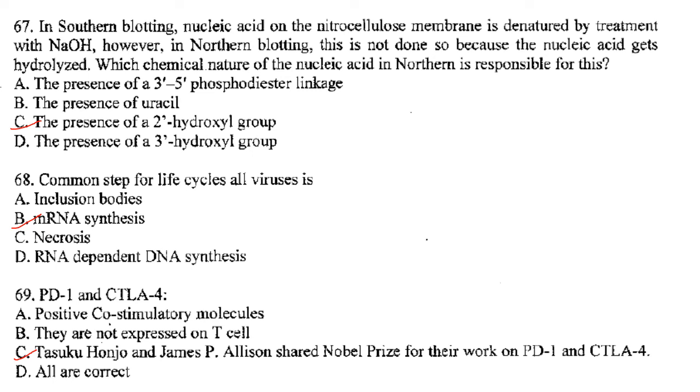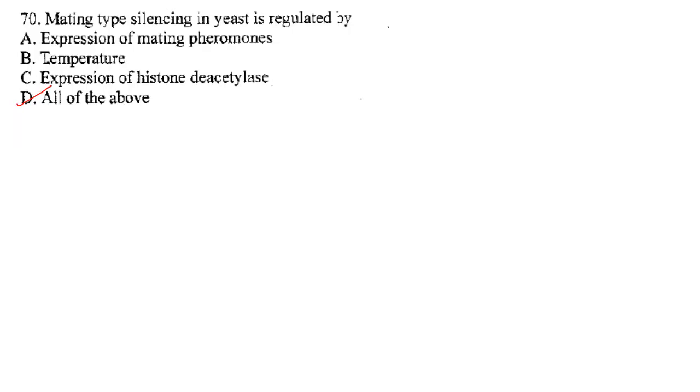Then next one. Common step for life cycles of all viruses is mRNA synthesis. Answer is option B. Then PD1 and CTLA4. That is option C, that is Tasuku Honjo and James P. Allison shared the Nobel Prize for their work on PD1 and CTLA4. That is the answer. Then mating type silencing in yeast is regulated by expression of mating pheromones, temperature, expression of histone deacetylase, all of the above. So that's it.